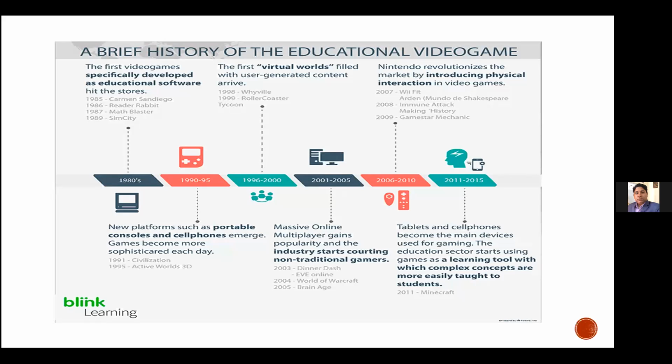This is the brief history of educational video games. It actually started from the 1980s. I was amazed to see that. I wasn't informed about this before. So this is the history.